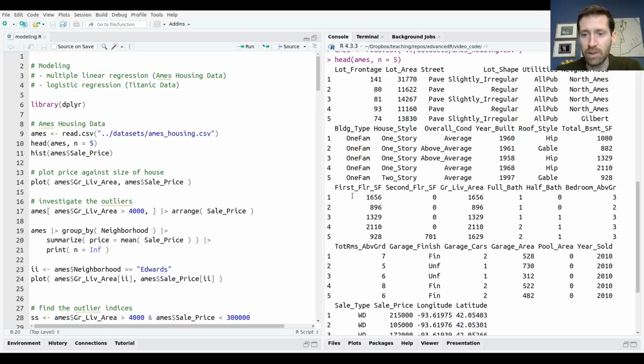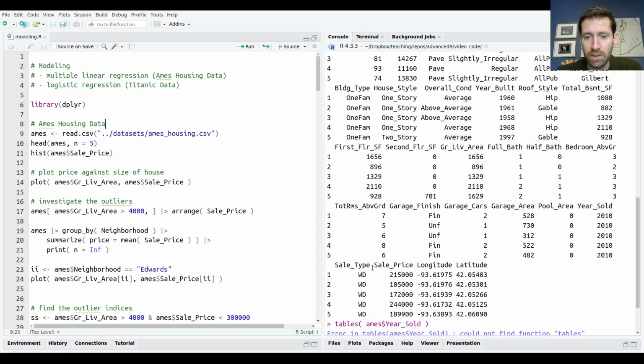The size of the house is important. In this data set, it's broken up into first floor, second floor, and GR live area, which I believe is the total living area above ground. Number of full bathrooms, half bathrooms. A full bathroom has like a shower or a tub. Number of bedrooms, total rooms above ground, garage information, pool information, year it was sold, sale type, and sale price. So this is going to be our response, and this is the price in dollars.